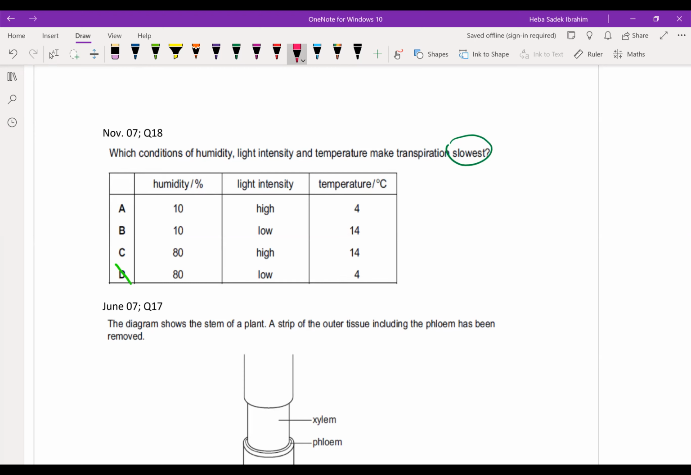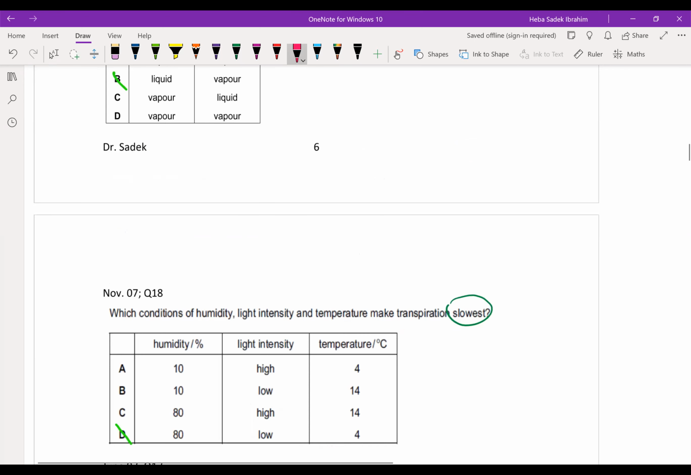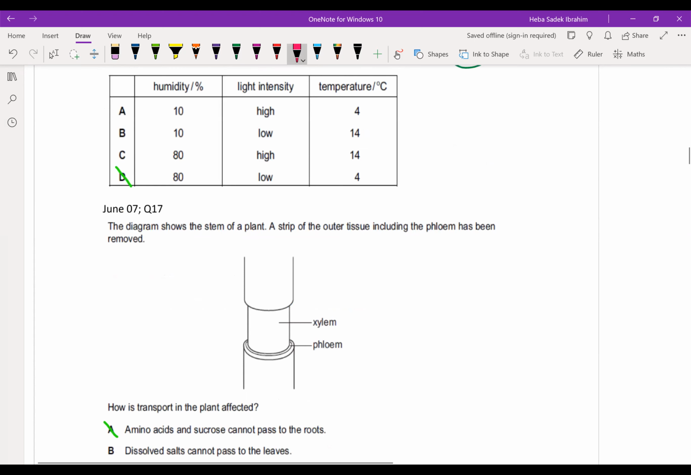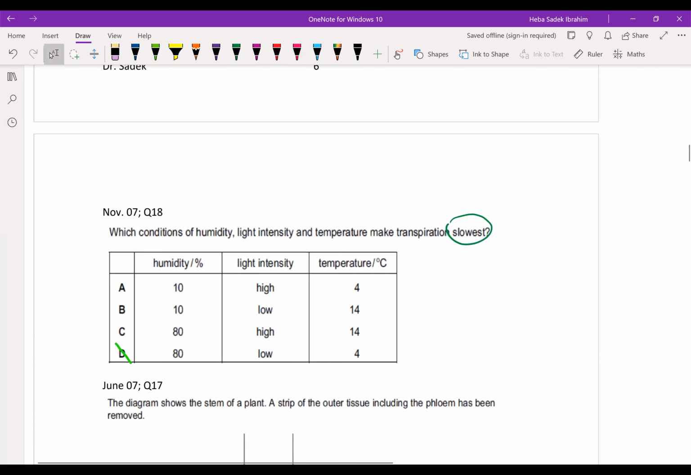Tell me, Omar. Could you tell me the question again, please? This one, it enters as a liquid and leaves as a vapor. It comes from the soil into the roots as a liquid and it leaves as a vapor from the stomata.